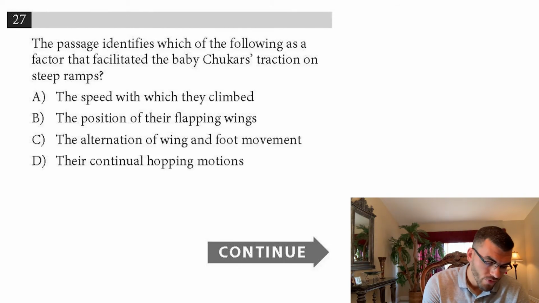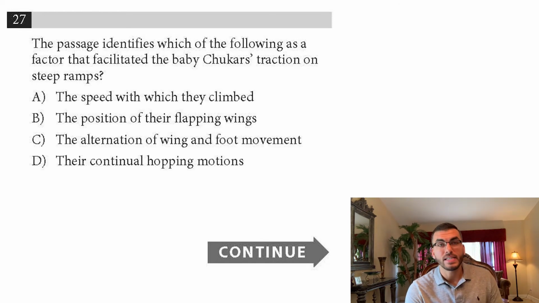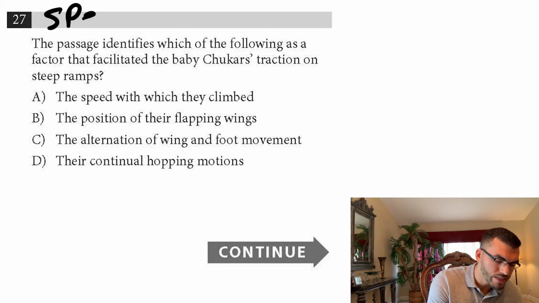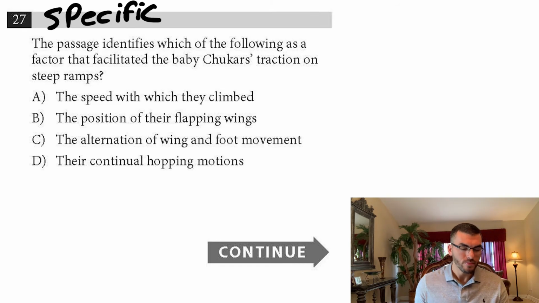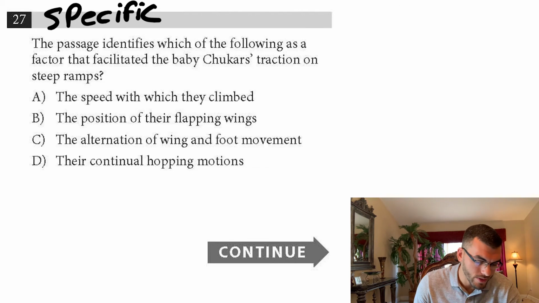This question is a long one. The passage identifies which of the following as a factor that facilitated the baby Chukar's traction on the steep ramps. What's the question we ask ourselves to know whether or not it's a specific question type? Do you think we're going to have to understand the entire passage to know what's a factor that facilitated the baby Chukar's traction on steep ramps? This sounds like such a detailed knowledge specific question. We're going to have to find the answer in one specific part of the passage. What's the next thing that we do? We rephrase the question. And that really comes in handy on these longer worded questions.